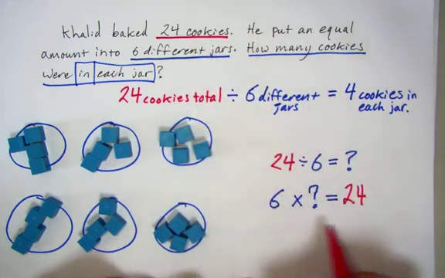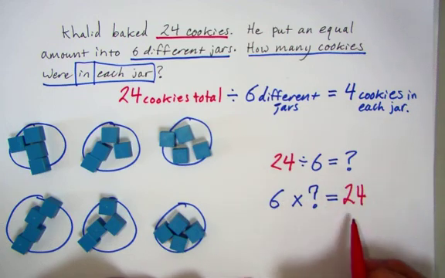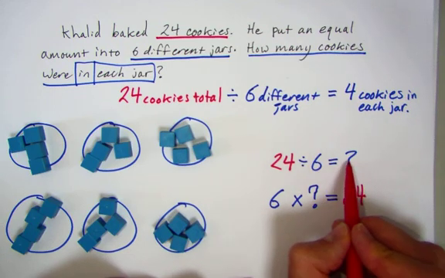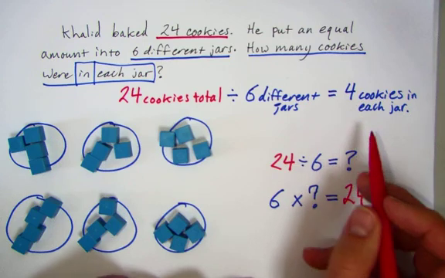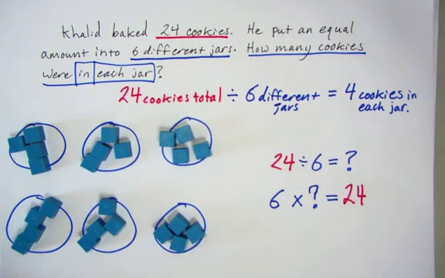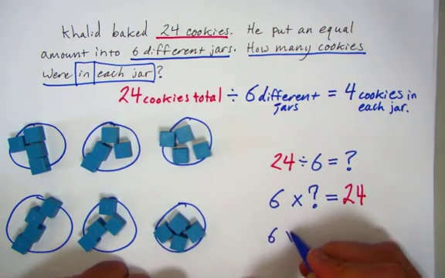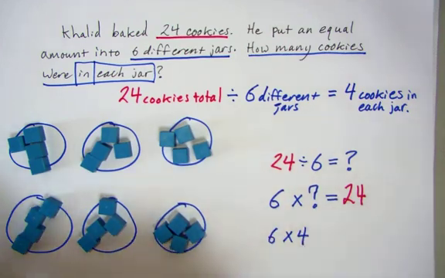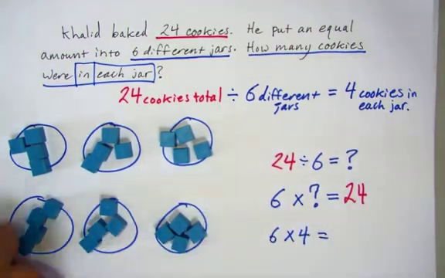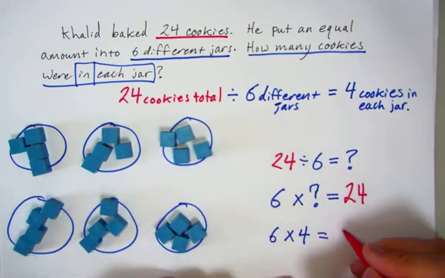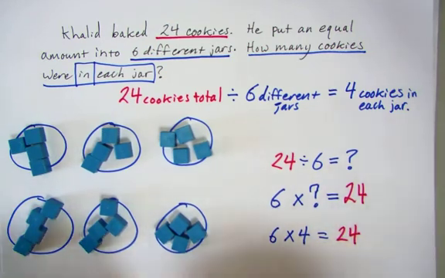So what I'm doing is using a multiplication fact to help me find my quotient right here, which I already found. So 6 times what will actually give you 24? And the answer to that is 6 times 4 will give me 24. And this is how you can use a related fact.